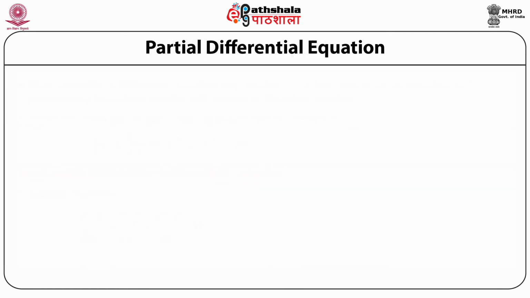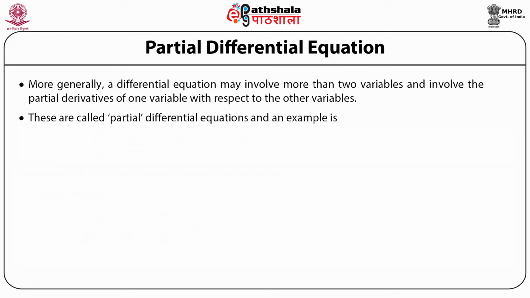We have defined ordinary differential equations. We also have partial differential equations. So, what happens then? More generally, a differential equation may involve more than two variables. Say, in the case of ordinary differential equations, there are two variables, y and x, and any arbitrary relationship between the derivatives of y and x constitutes an ordinary differential equation. A partial differential equation involves partial derivatives of one variable with respect to the other variables. If that happens, such equations are called partial differential equations.